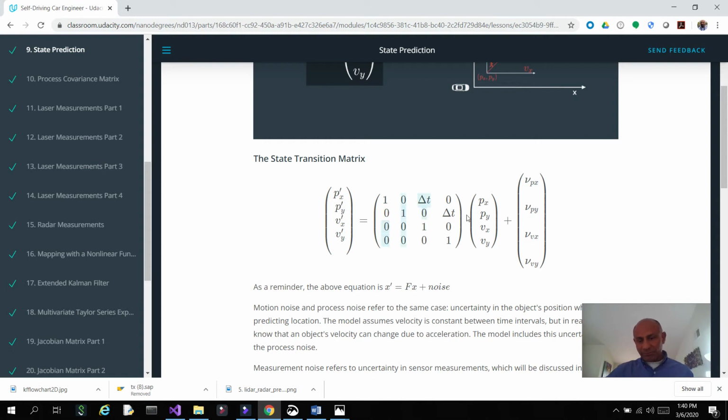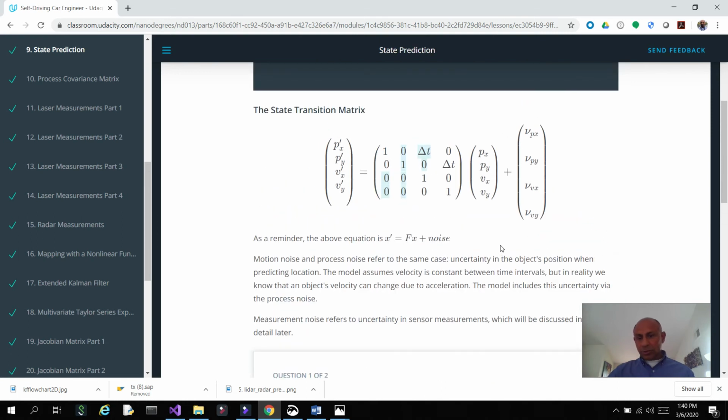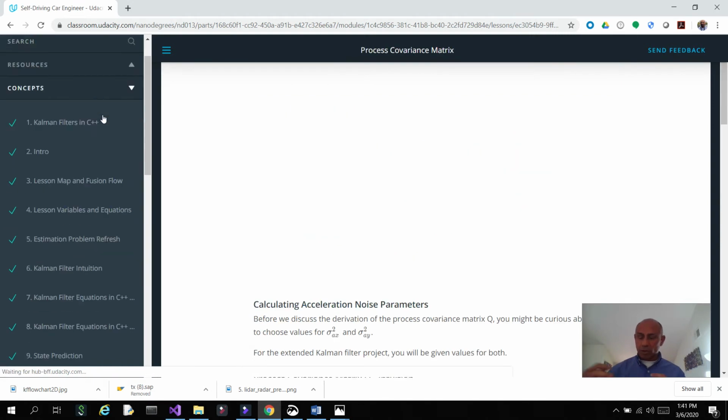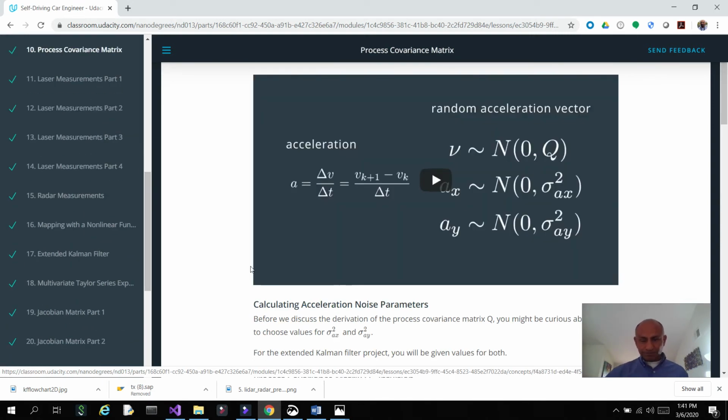So this is F, and now this noise, which we are going to ignore actually, could be written as nu for px, py, and nu for vx, vy, because there's noise for position of x, position of y, vx, vy. And like I said, if we are going to account for this noise in our Q, that is how we come up with Q, which is the process noise covariance matrix.